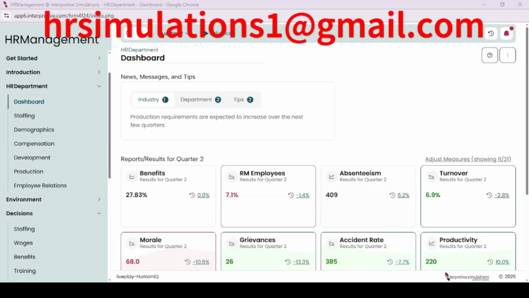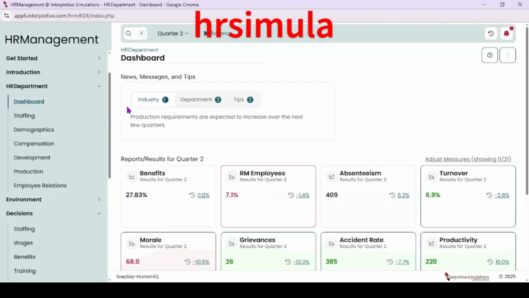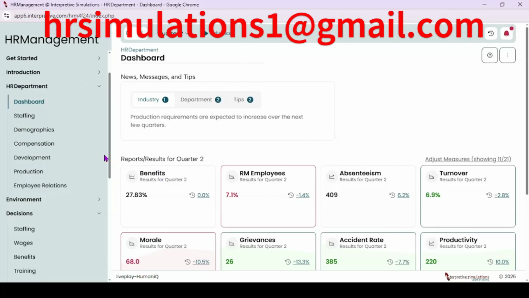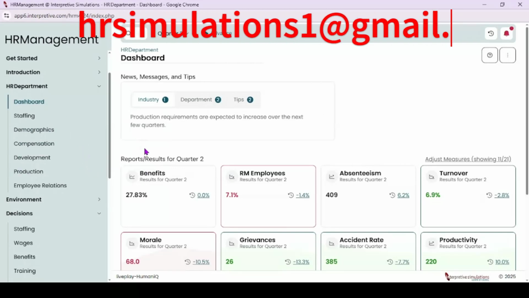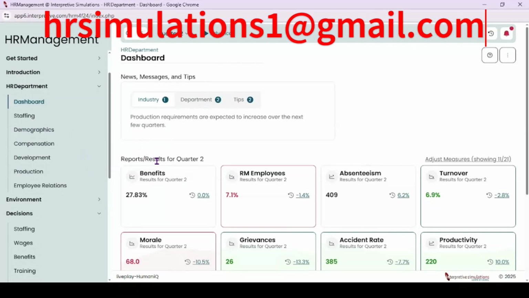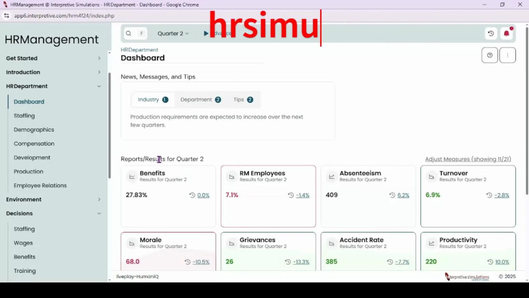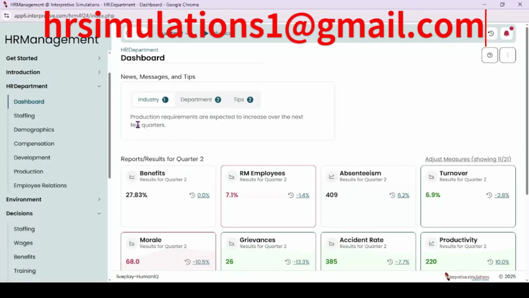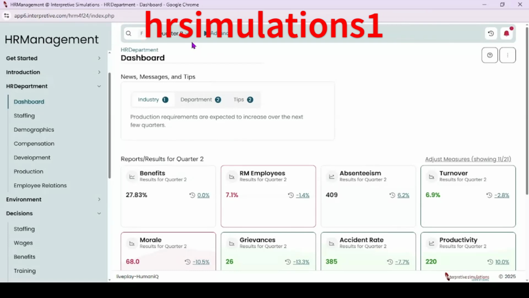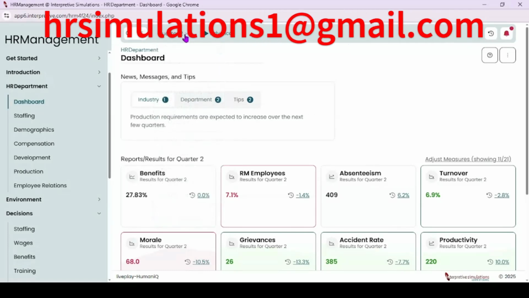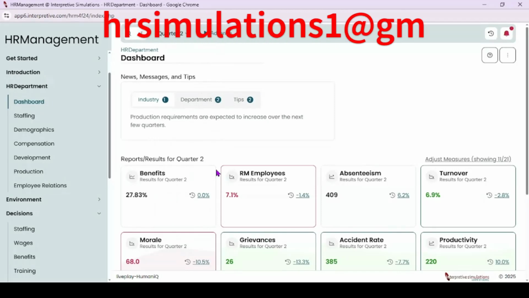In today's video, I want to take you through the HR management simulation, which is from the interpretive simulation. In the HR management simulation at the moment, we are in quarter 2, meaning that we are in round decision 2 of the simulation. So we are actually now working on decision 3 of the simulation, because this is now the report for quarter 2, or decision 2, whatever you call it.